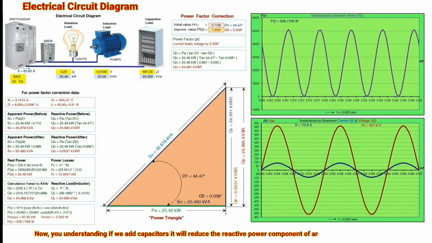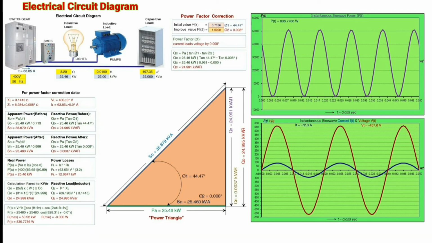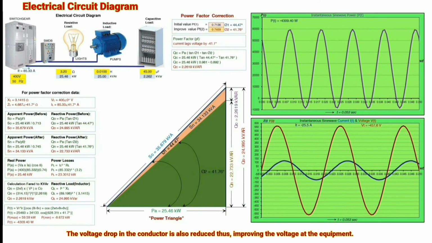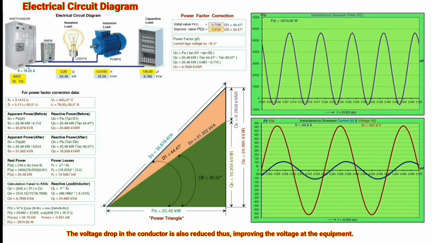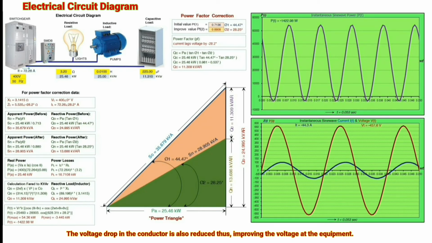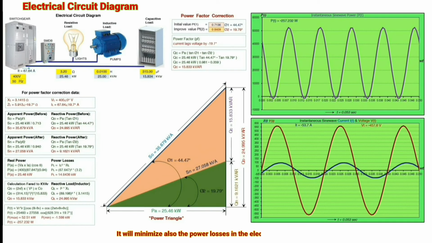Now, you understand that if we add capacitors, it will reduce the reactive power component of an inductive AC system. From this result, the apparent and true power are equal. It means 100% efficiency of the system is achieved. A higher power factor reduces the current flowing in the distribution network. The voltage drop in the conductor is also reduced, thus improving the voltage at the equipment. It will also minimize the power losses in the electrical system.